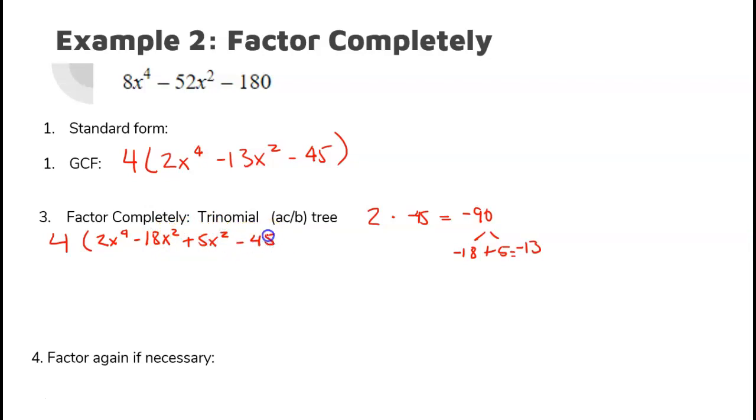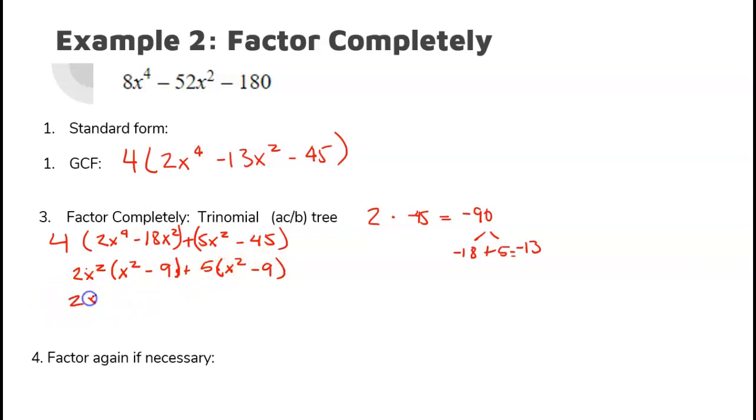minus 45. Now I have 4 terms, so I can factor by grouping here. I'm just going to group my terms right there like this. And I can factor out a 2x squared here, and that's going to give me 2x squared times x squared minus 9. And I want the other side to match, so I'm going to factor out a 5 there, and that's going to give me x squared minus 9. And now both of my terms match. I can regroup my terms here.